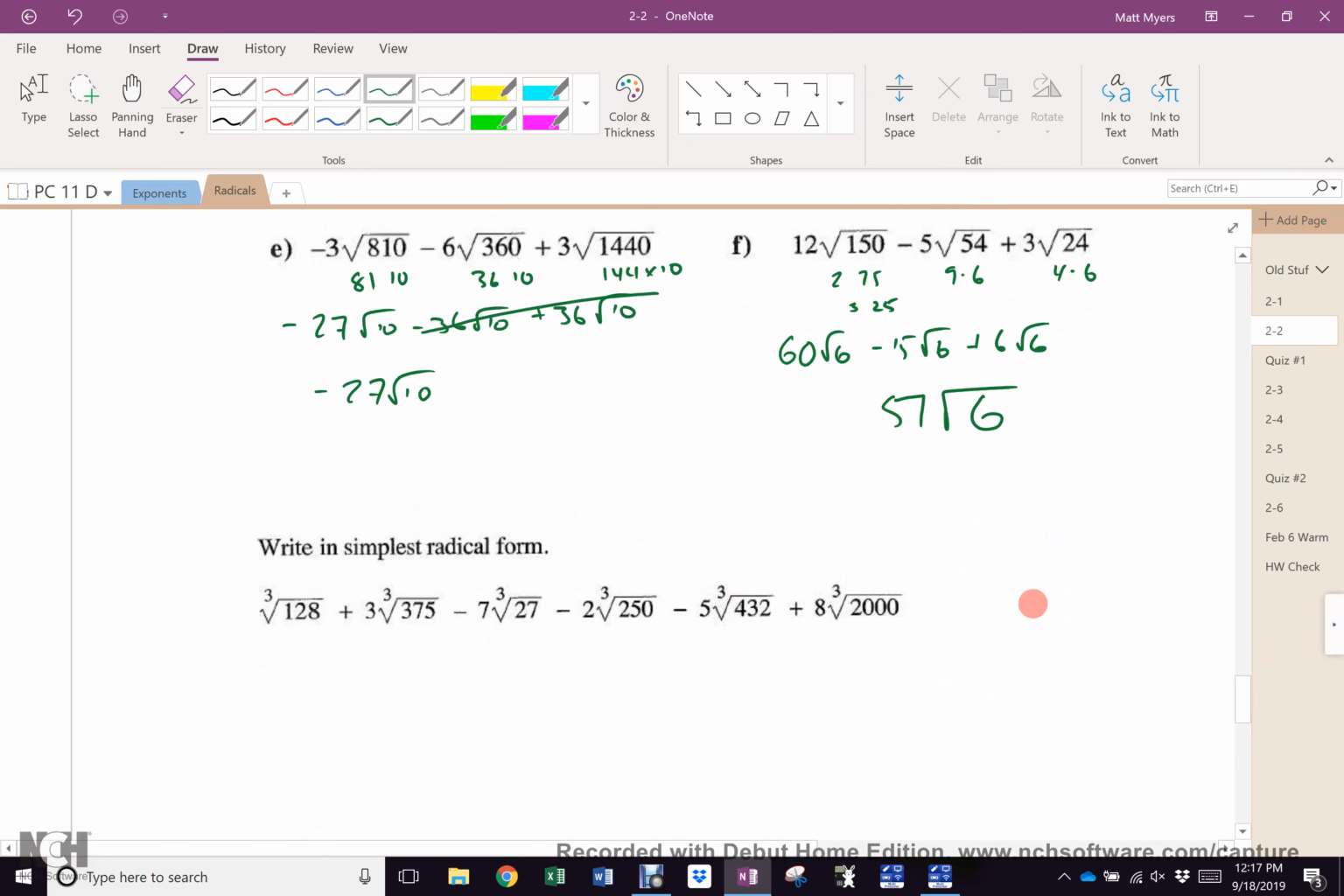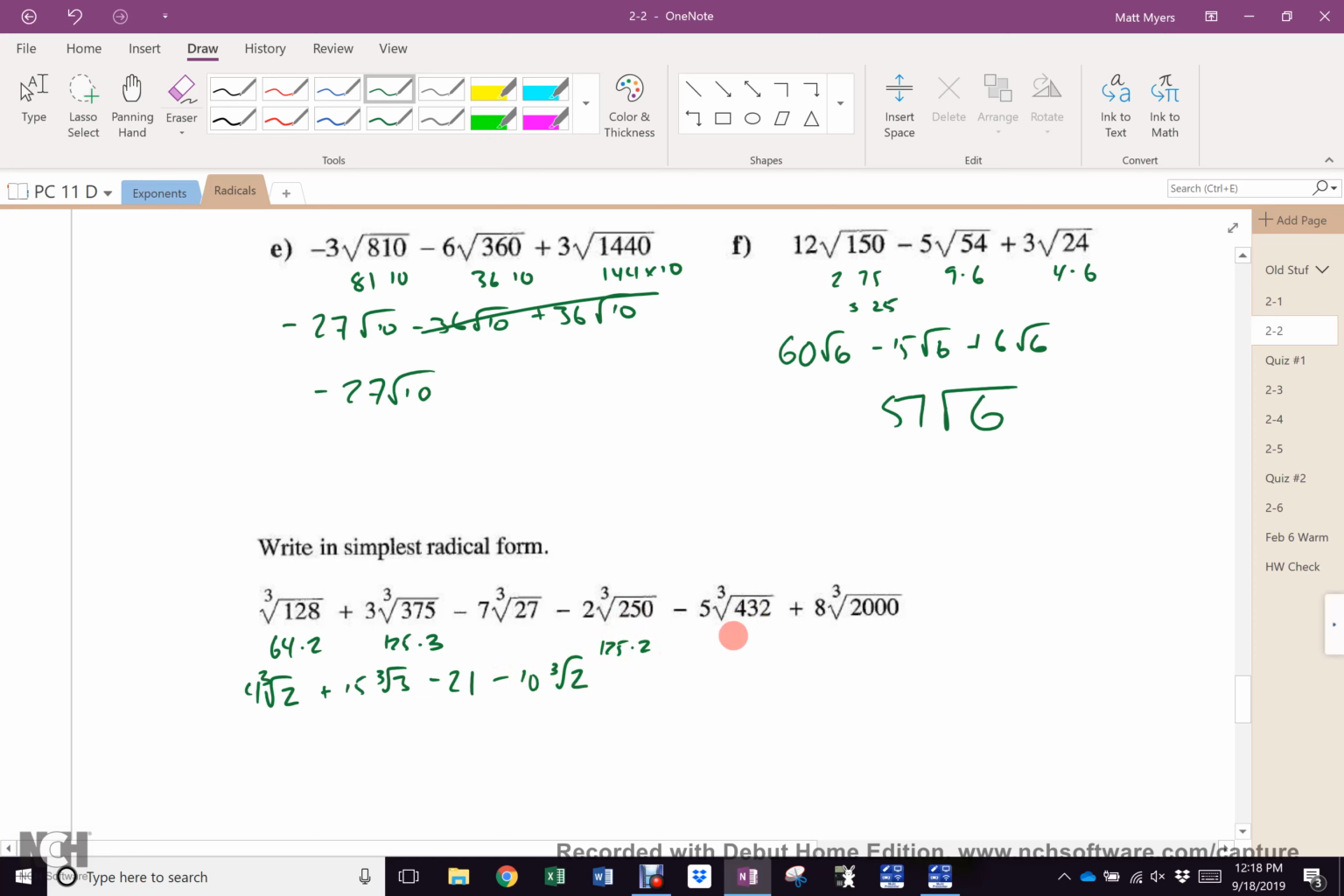What's different here? They're just bigger numbers in their cubes. 128 is 64 times 2. 4 cube root 2. 375 is 125 times 3, plus 15 cube root 3. Minus 7. Cube root of 27 is 3, so minus 21. 250 is 125 times 2, so that's minus 10 cube root 2.